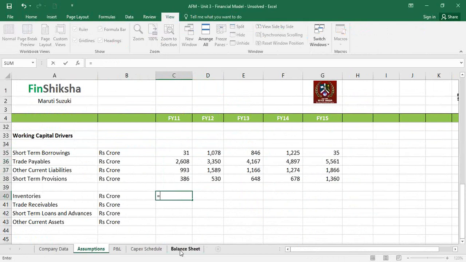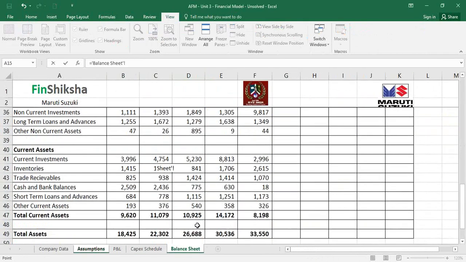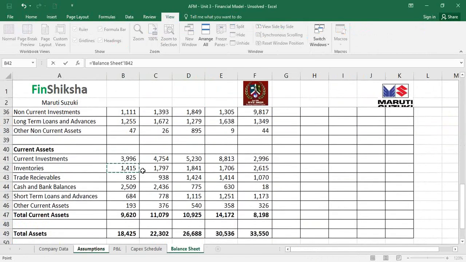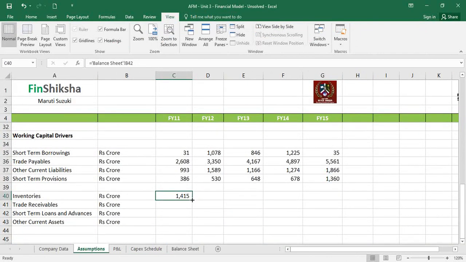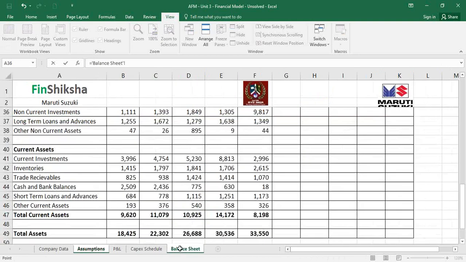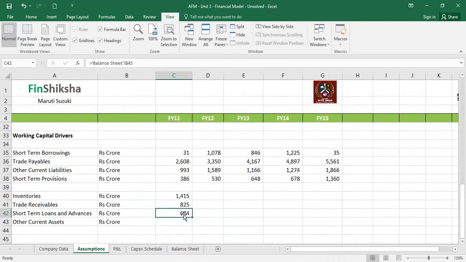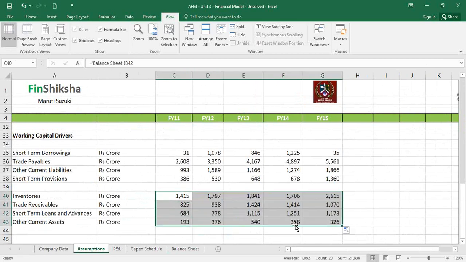And then inventories are also on the balance sheet. That's on the current asset side. Remember, we are leaving out two line items here. I'll tell you which two in a minute. So trade receivables, and I'm going to go to my balance sheet and put short-term loans and advances that the company has given out to someone, and these other current assets. We can add this up and put it here.